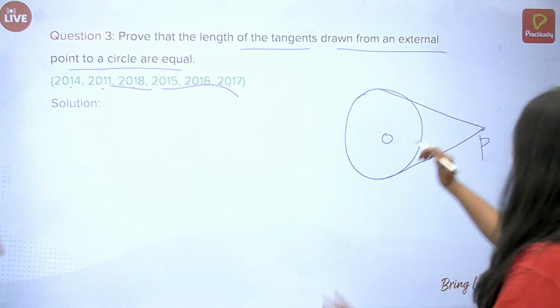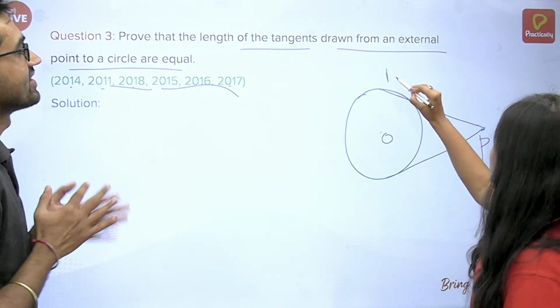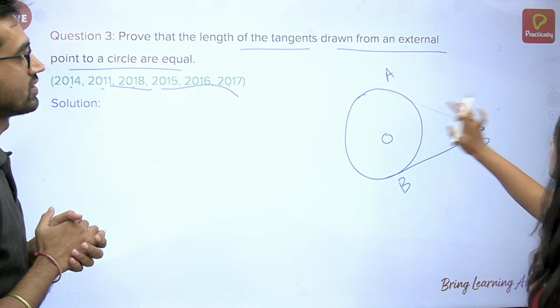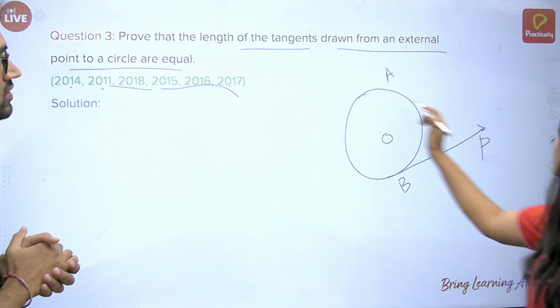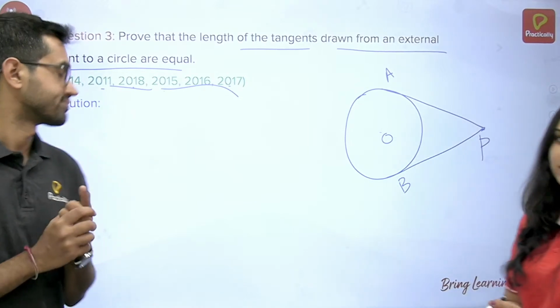We'll forget about that. So what is given? We have to prove that PA is equal to PB. Let me draw the tangent neatly. Oh, so basically they are asking to prove a theorem. Yes. Second theorem. Yes. Okay.